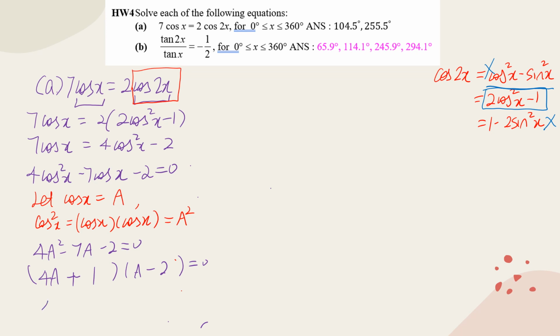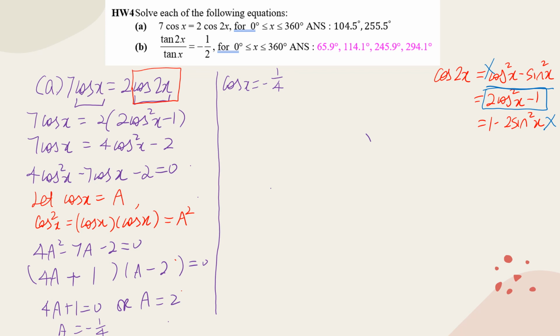All right, so we will have 4A plus 1 equals 0, or A equals 2. Now remember that A is just a substituted value for cosine x. So the next step is that we will have to substitute A back to be cosine x. A equals negative 1/4. Right, so we would have cosine x equals negative 1/4 or cosine x equals 2. Now we all know that the maximum value for cosine x is 1, so therefore cosine x equals 2 is not applicable. So we are left only to solve cosine x equals negative 1/4.